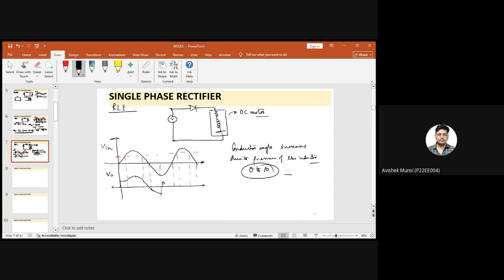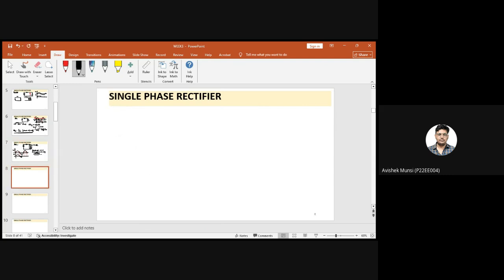So here you see that it will conduct similar to the R load, but due to the L load, it will store some energy and it will extend after a certain angle. So just consider that as beta. That's what I'm saying. Okay. Now let us consider the controlled rectifier, that is, with the help of SCR.